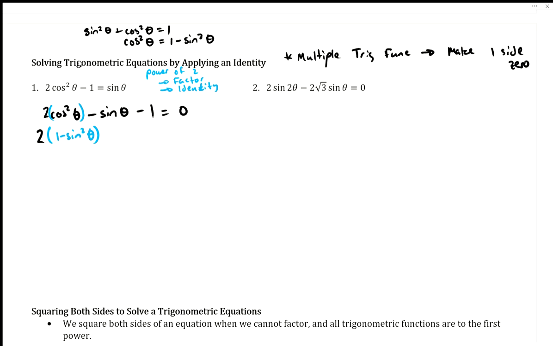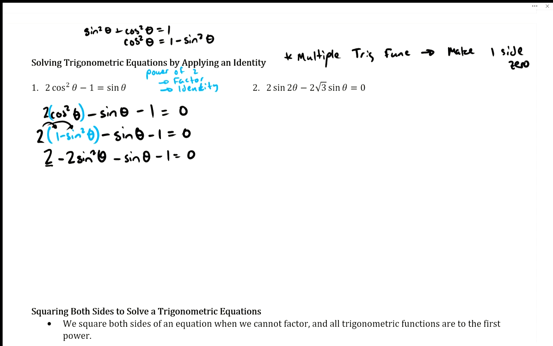The 2 still out front, and then the other stuff's still there. So after the blue, we've got minus sine of theta minus 1 equal to 0. All right, and then now we're going to distribute the 2. So we'd have 2 minus 2 sine squared theta, and if it helps, do the arrows. Okay, so 2 times 1 is 2, and then 2 times sine squared of theta is 2 sine squared of theta. Keep the minus. And then minus sine of theta minus 1 equals 0.